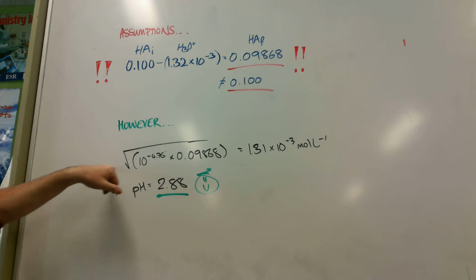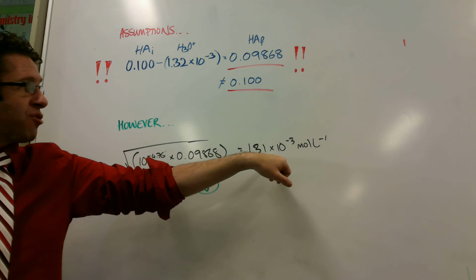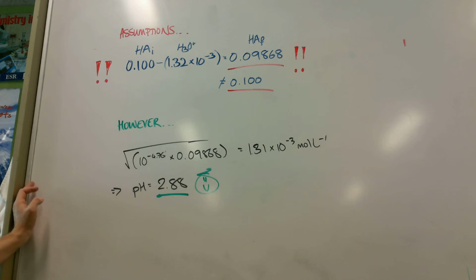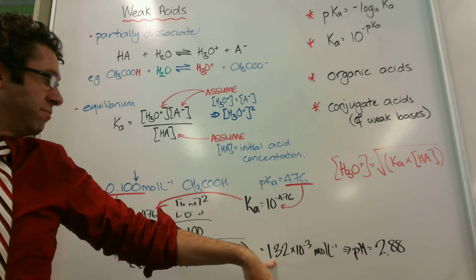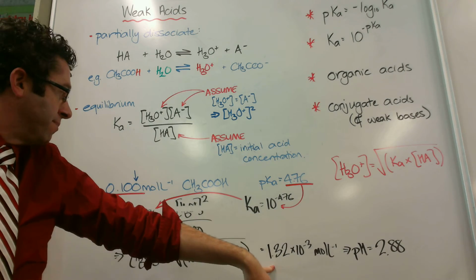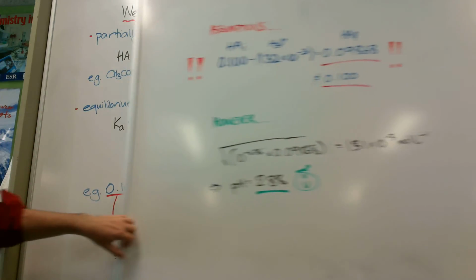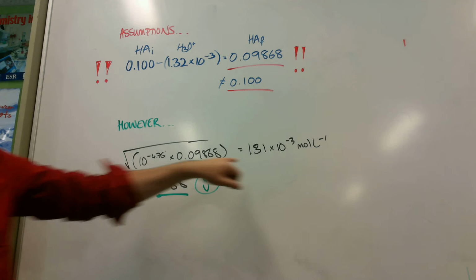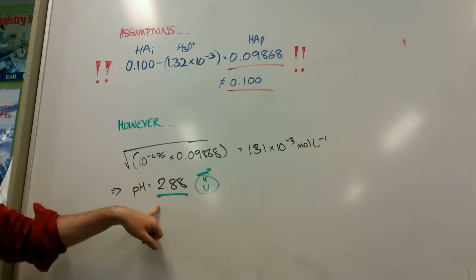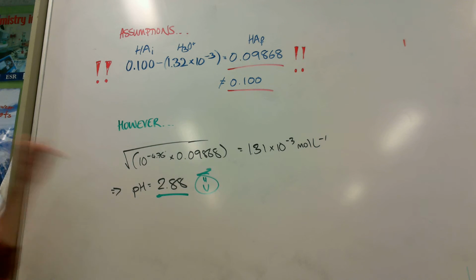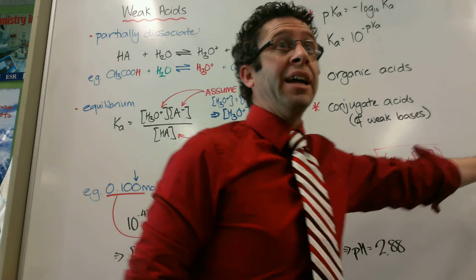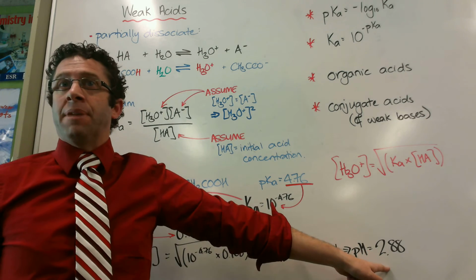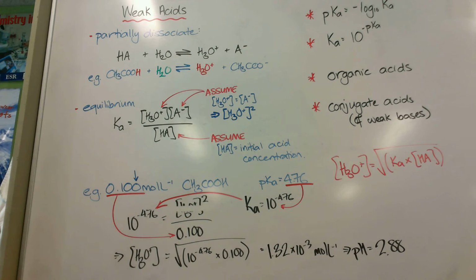So I plug it into my equation, and I get 1.31 times 10 to the negative 3. Let's just check. Yeah, that's basically the same number as that. It's not identical, but it's basically the same. So I do my pH calculation on that, negative log of this number, and I get 2.88. Now, if I go back to what the question probably would have been asking, which is what is the pH, I've got the same number. So even though my assumption was subtly incorrect, it's not going to matter.